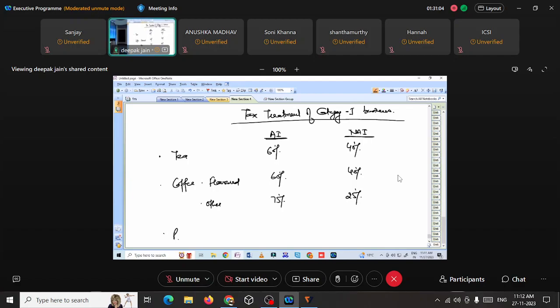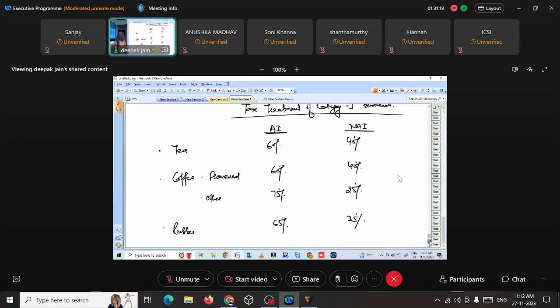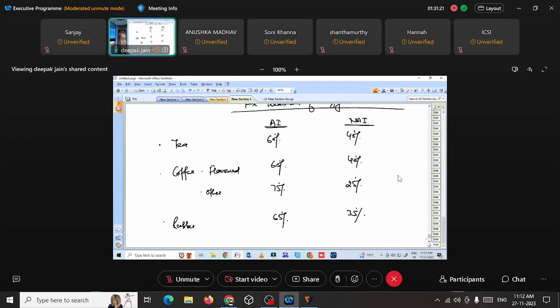And as far as rubber business is concerned, the percentage is 65% agricultural, 35% non-agricultural. You have to learn these percentages. In case of tea, 60-40. In case of coffee, if it is flavored, 60-40. Other coffee, 75-25. In case of rubber, 65-35. Fine. Comfortable? Yes, sir.